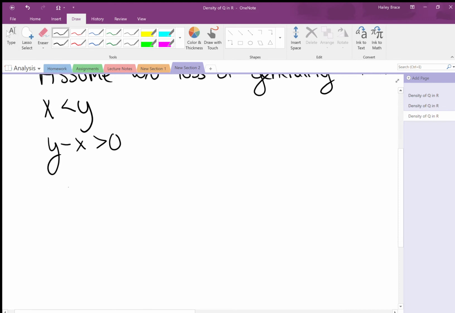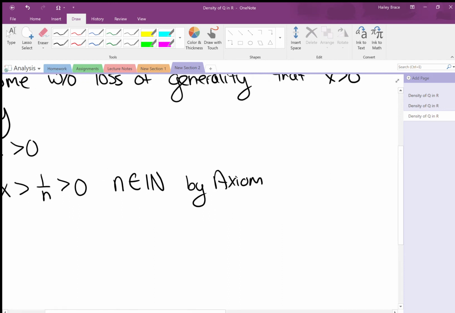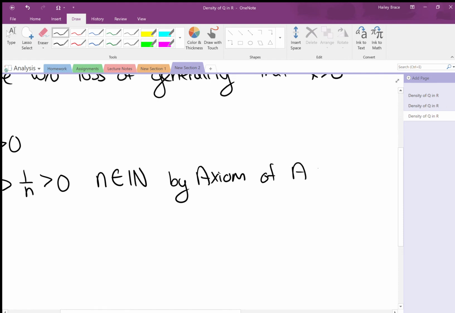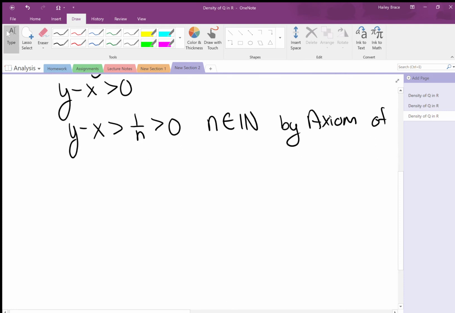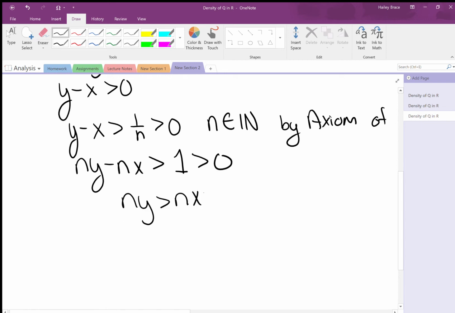Then by axiom of Archimedes, we have y minus x is greater than 1 over n is greater than 0 for some n which is a natural number, and that's by axiom of Archimedes. And then we can multiply by n throughout, so then we get ny minus nx is greater than 1. It's greater than 0, and this is equivalent to saying that ny is greater than nx plus 1.